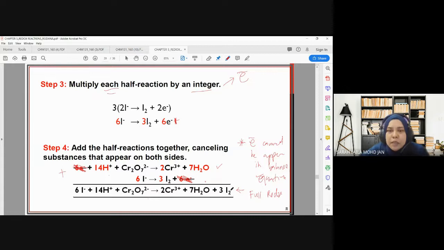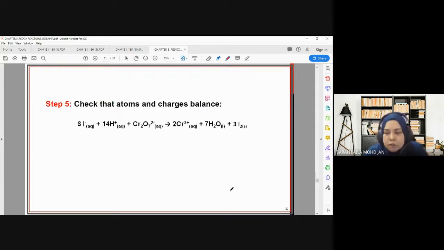Ya, dah siap balance. Ini adalah dalam condition where acidic medium. Bukan basic, basic dia lain sedikit. Okay, this is acidic medium. And this example simple. Sebab apa? Sebab the other side tu kita tak ada tambah H2O dan H+. Okay.